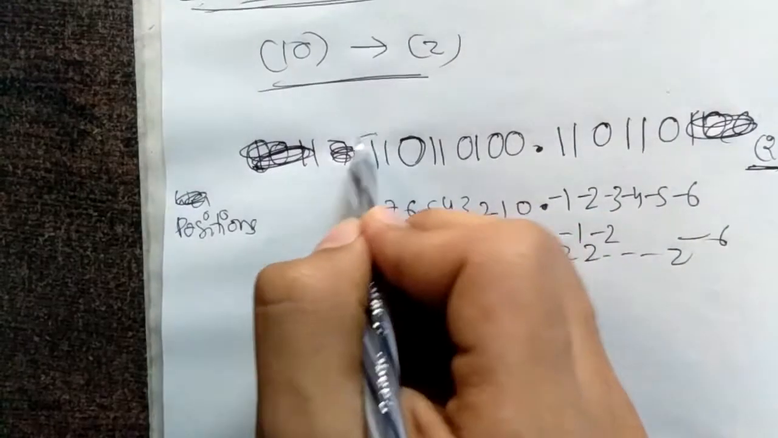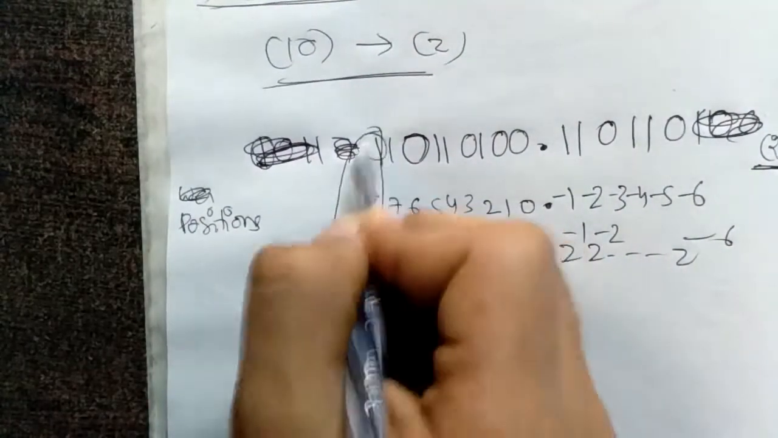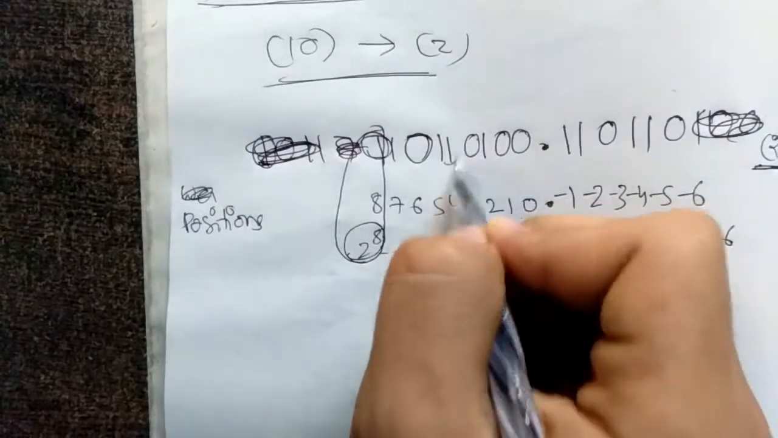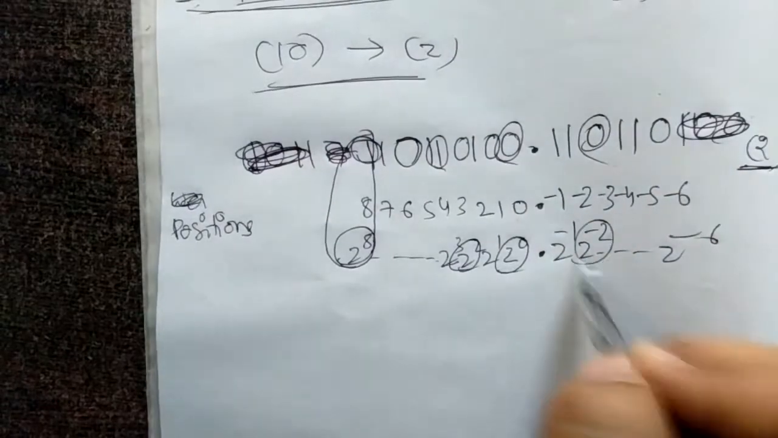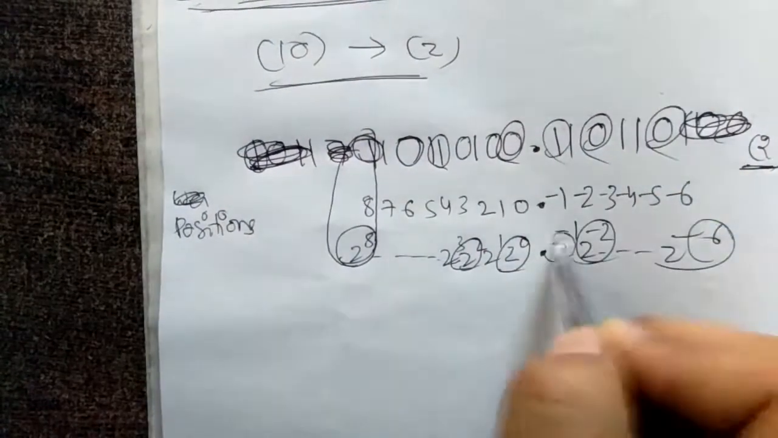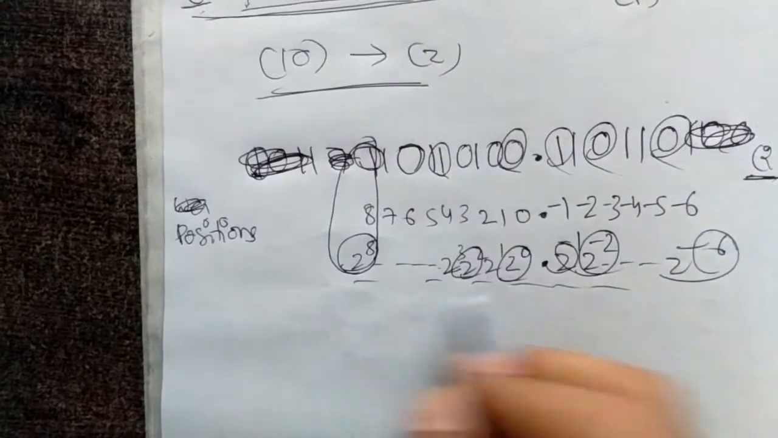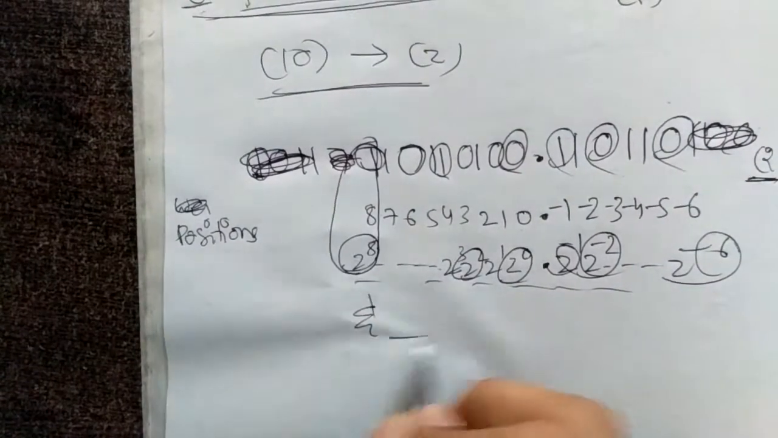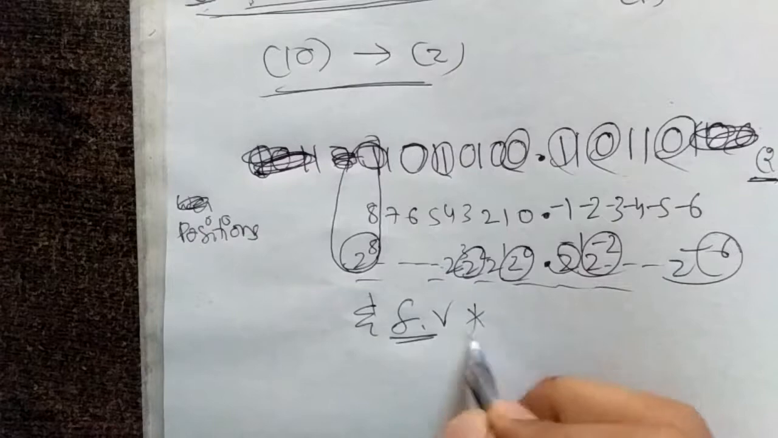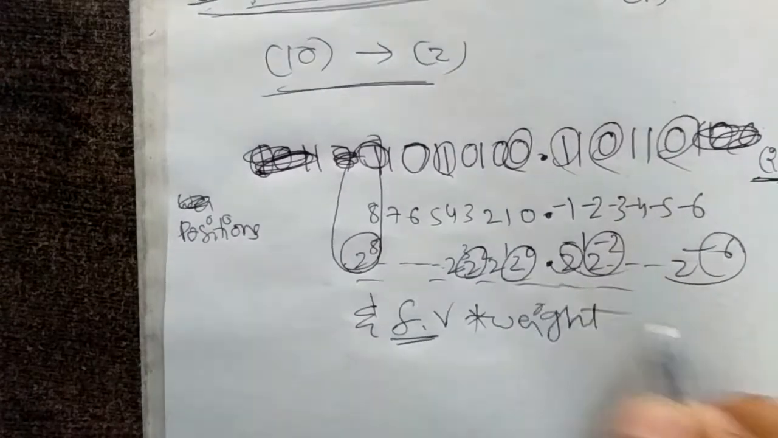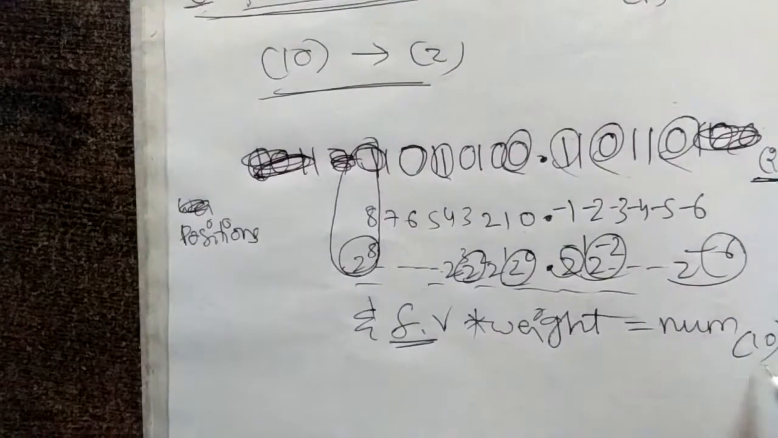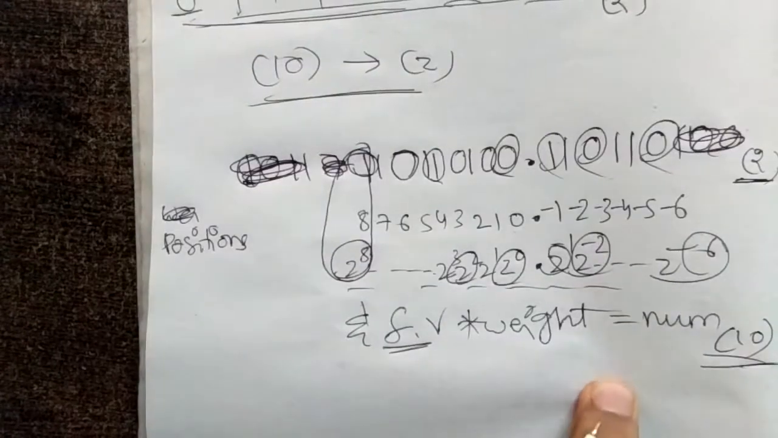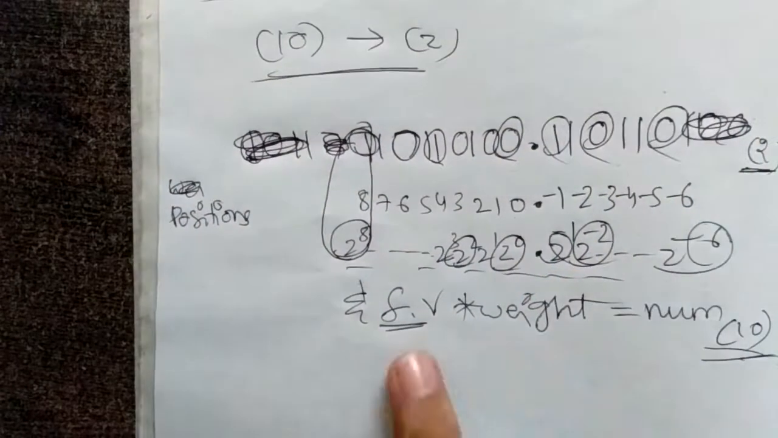Now you need to multiply the face value, this one, with the corresponding 2 power 8. Similarly, multiply each face value with its weight. For each of them you will get different numbers, and then you need to do the summation of all the face values into weight, which would finally give your number. This would give your number in the decimal system. This is how you convert from a given binary number into the decimal number system.